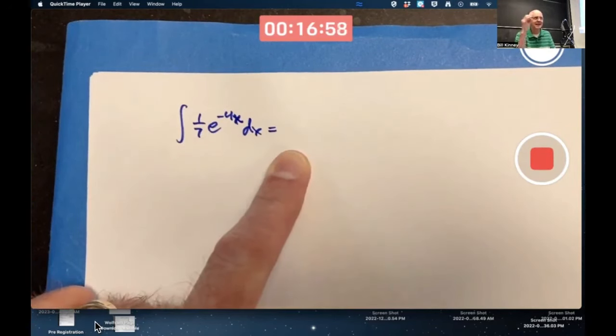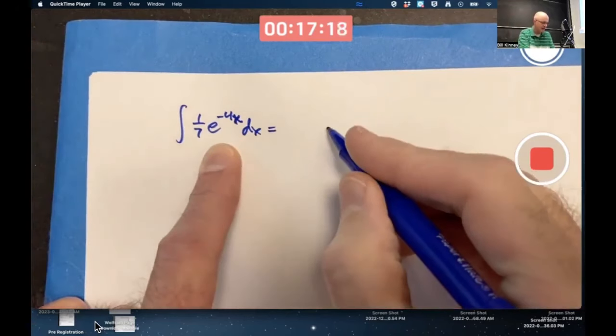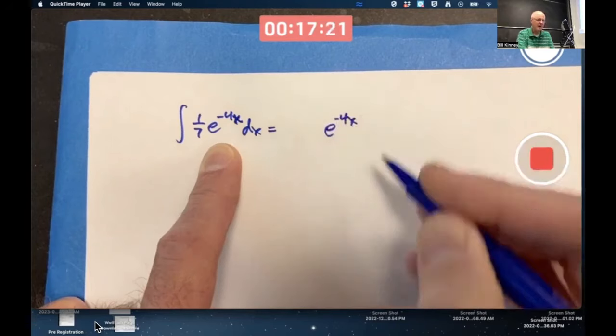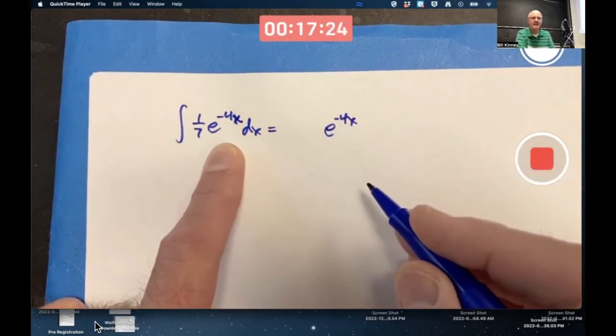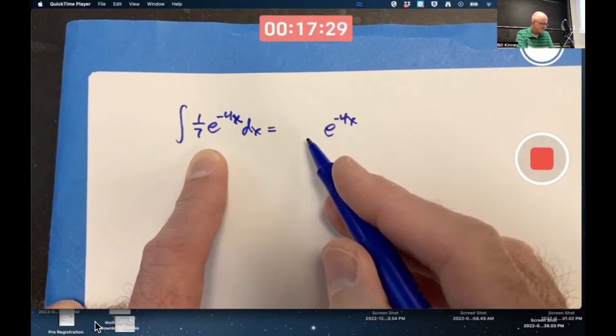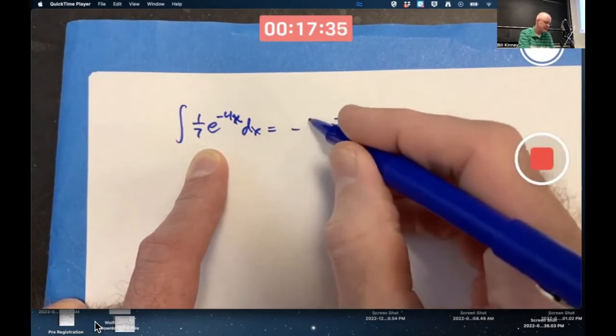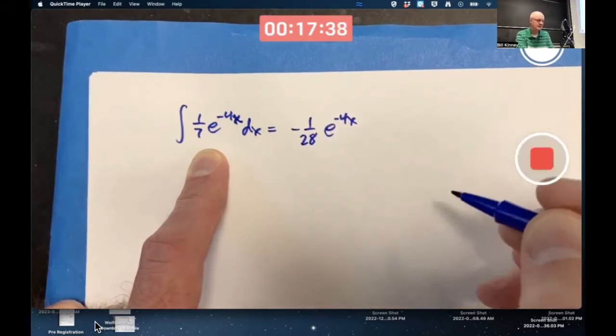I mean, we're doing a little guessing here, but there are good guesses and there are bad guesses. Bad guesses would be like cosine or sine or x squared. Those would be bad guesses. Answer's got to involve e to some power. And in fact, it's got to be e to the negative 4x power, because any other power can't, after differentiation, give me e to the negative 4x. But what goes in front? A 1/7? Negative 4/7? A little bit of experimentation reveals negative 1/28 works.